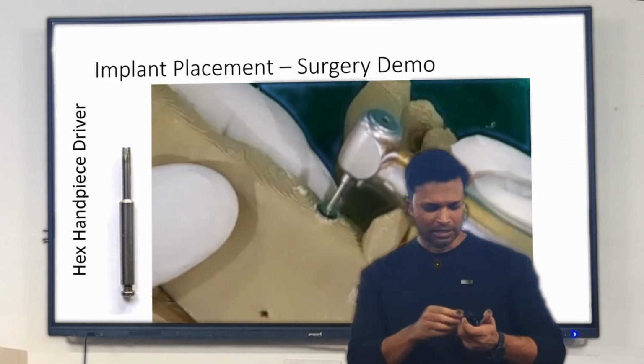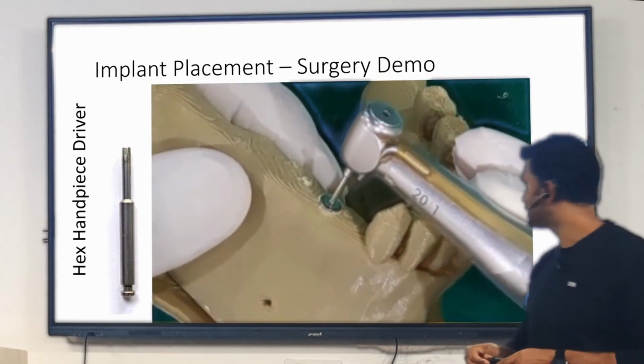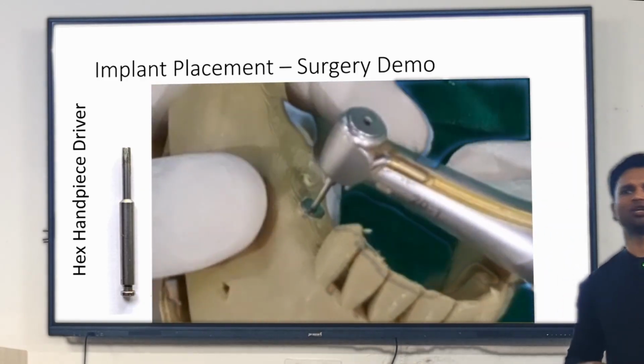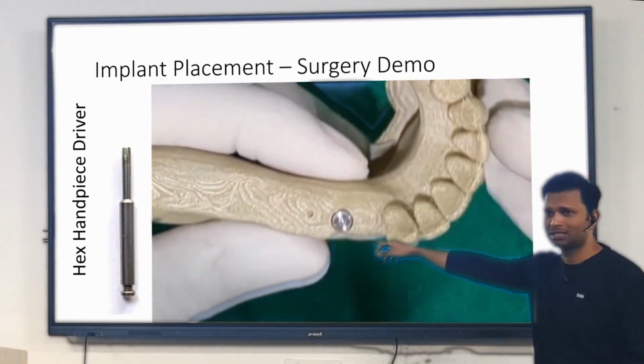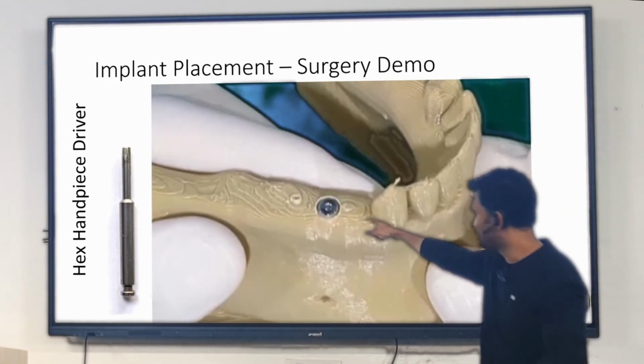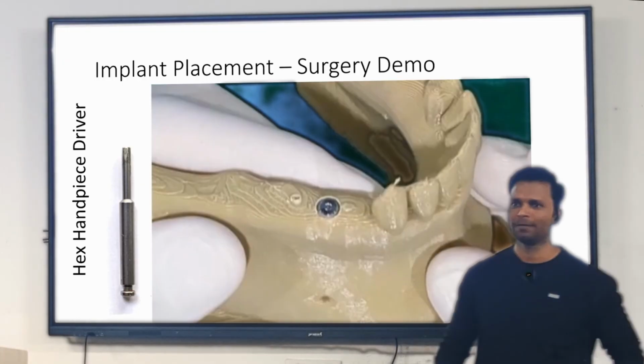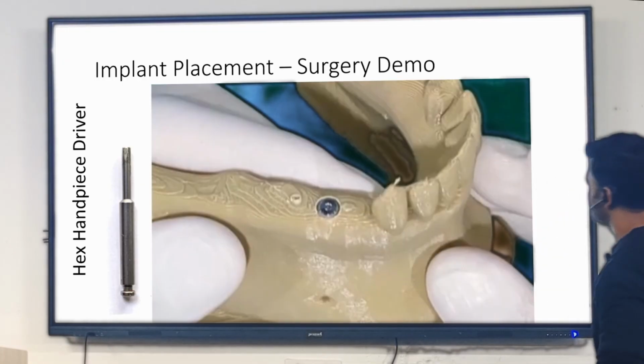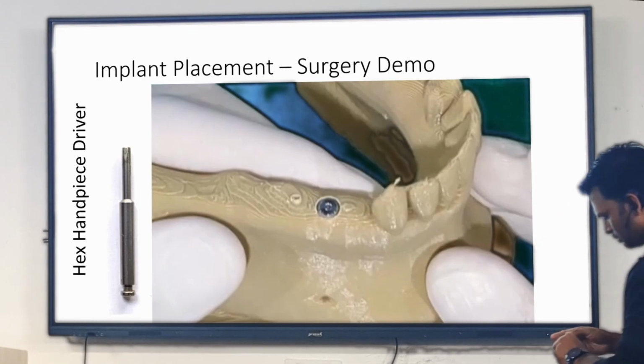And the RPM, as I told you, at the time of implant placement it is around 1200 to 2500 RPM, but in this, the max RPM while placing this cover screw should be 50.